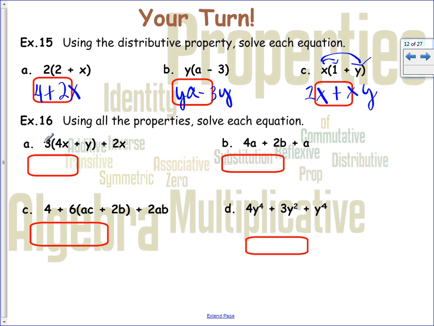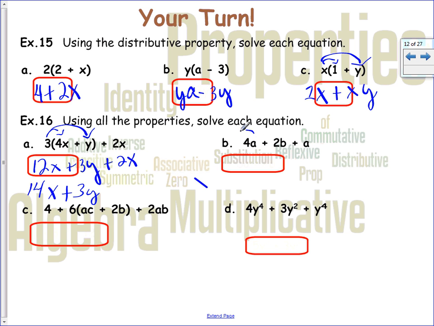Using all the properties, solve each equation. Now I have to do what? Solve it. Distribute first. 3 times 4 is 12x, plus 3y. Can I simplify this? Yes. By doing what? Adding the 2x and the 12x. So what's 2x plus 12x? 14x plus 3y. Good.